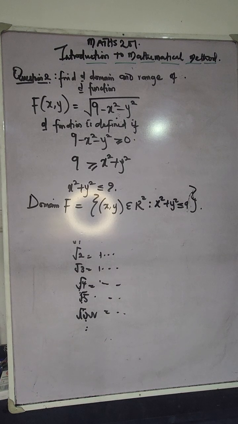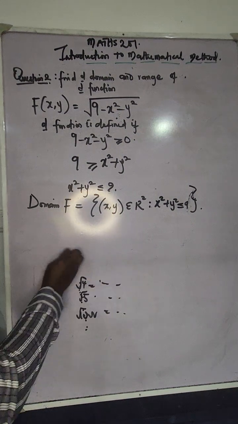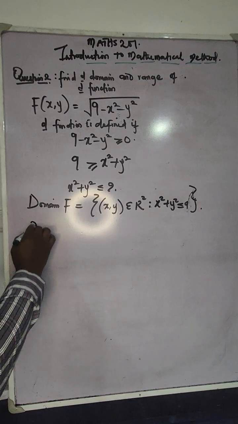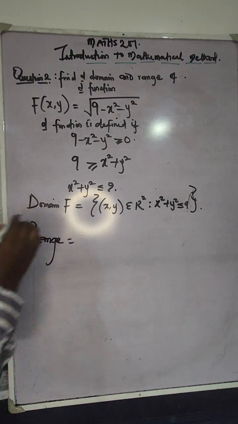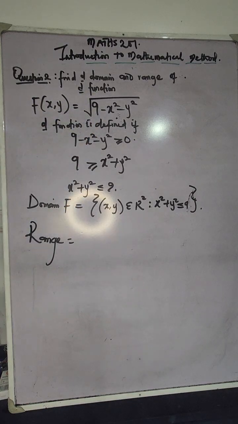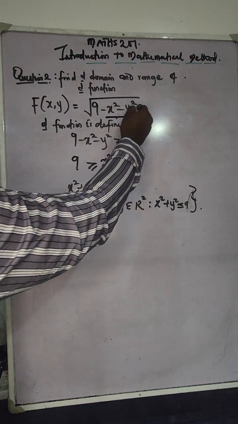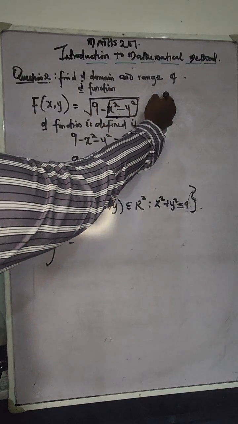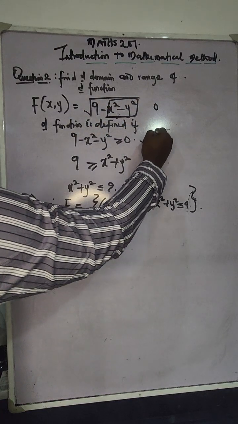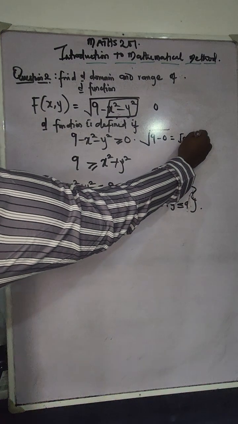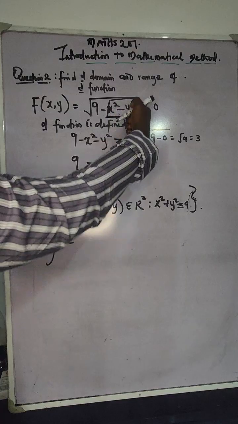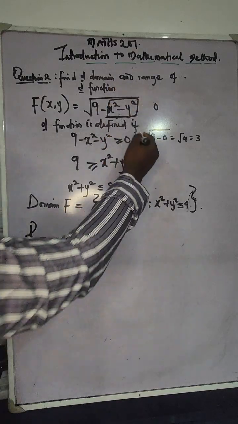And so what will be the range of the system? Remember, we are dealing with a square root, right? So let us assume that this whole functionality here is 0. If we assume this, it means we are dealing with 9 minus 0, the square root of 9, which is 3, right? Let's assume that this whole functionality, x squared plus y squared, is 1.